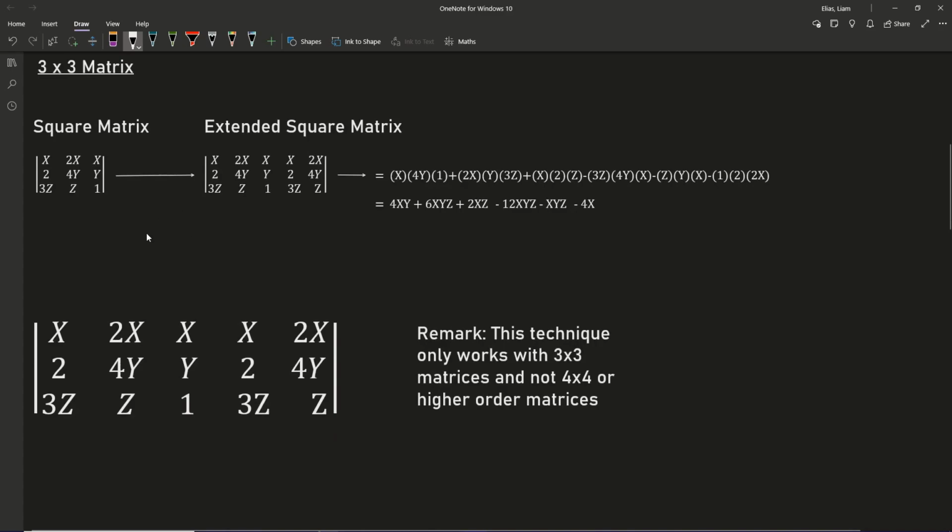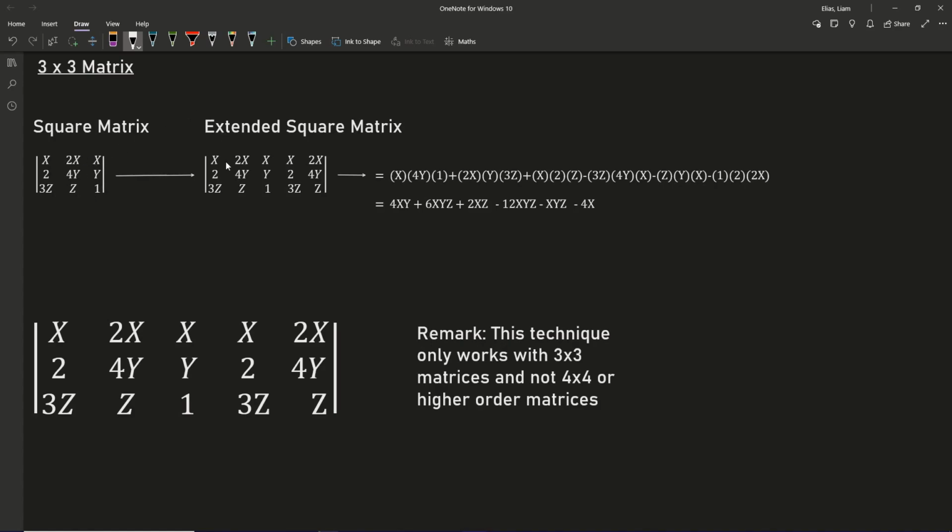Now looking at the 3 by 3 matrix, it works more or less the same way, but it's just a little more involved. With the 3 by 3 matrix, it's a lot easier to visualize the process if we create what we call the extended square matrix. So we have the square matrix, which is our 3 by 3 matrix. This is just an example matrix I drew up.